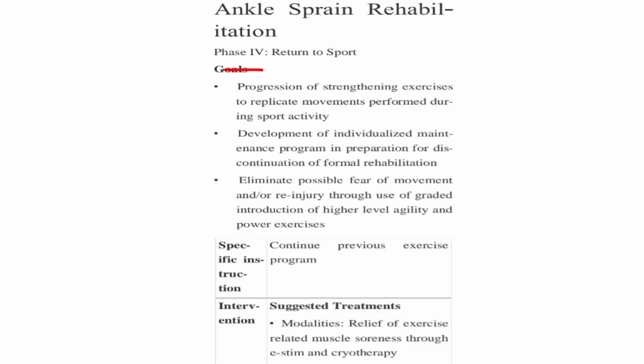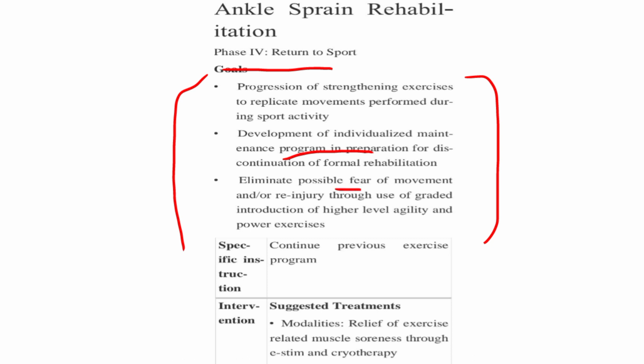In the last phase, phase 4, return to sports. In this phase we go for progression of strengthening exercises, development of an individualized maintenance program for the athlete, and elimination of possible fear of movement. If there is any fear of re-injury, then we need to eliminate it. Specific instructions in this phase are to continue the previous exercise program. The exercises that we continue from phase 1 should continue in phase 4.